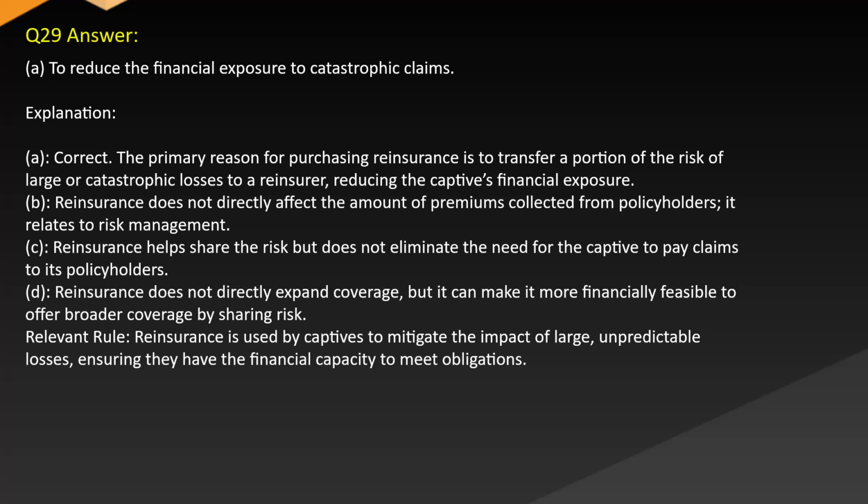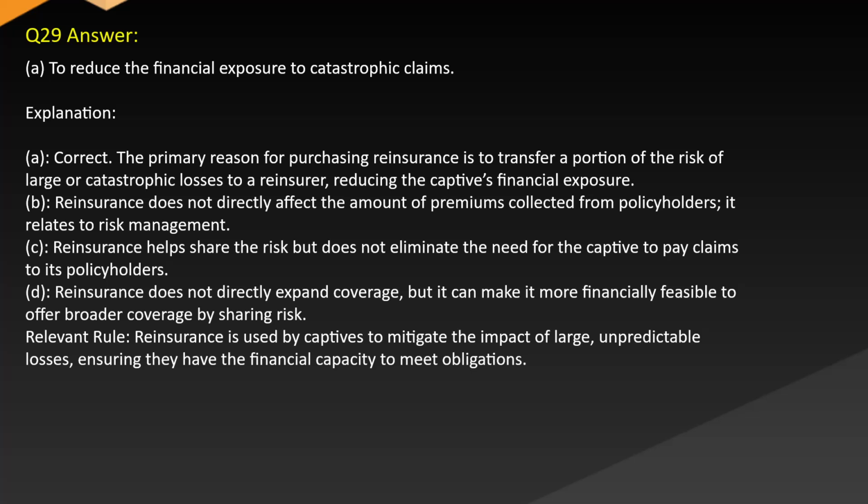Answer: A. To reduce the financial exposure to catastrophic claims. Explanation: A. Correct. The primary reason for purchasing reinsurance is to transfer a portion of the risk of large or catastrophic losses to a reinsurer, reducing the captive's financial exposure. B. Reinsurance does not directly affect the amount of premiums collected from policyholders. It relates to risk management.